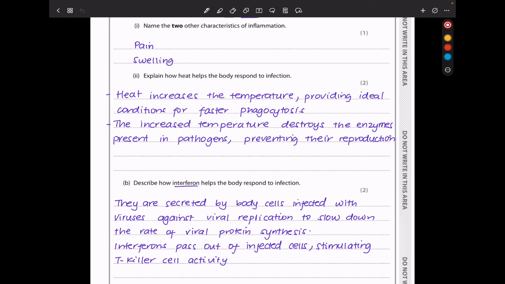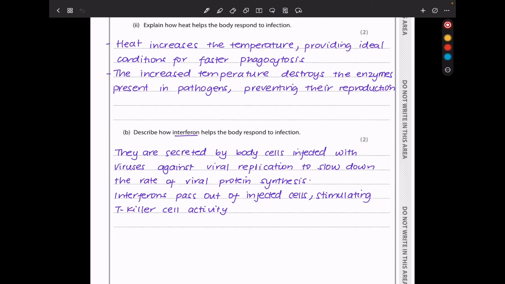The next is to explain how heat helps the body respond to infection. Heat is going to increase the temperature, making the immune cells work better, but also it's going to prevent the increase in the number of pathogens because it's going to affect how their enzymes work. So I said heat increases the temperature, providing ideal conditions for faster phagocytosis. The increased temperature destroys the enzymes present in pathogens, preventing their reproduction.